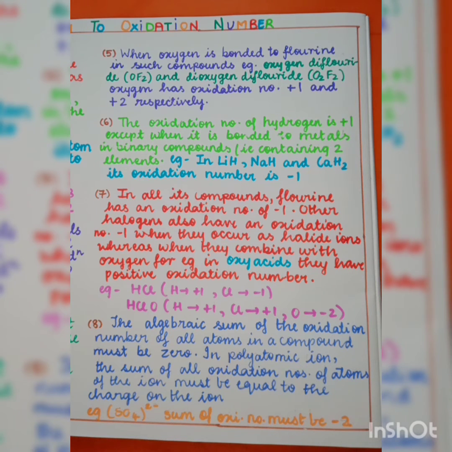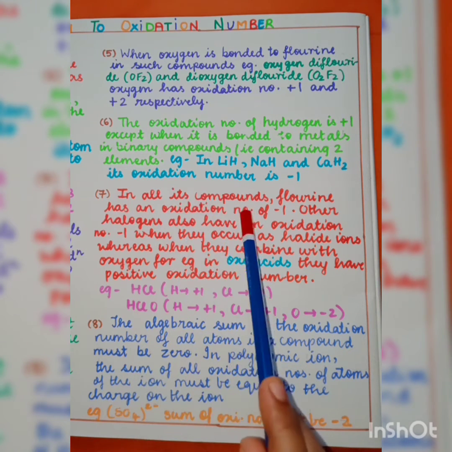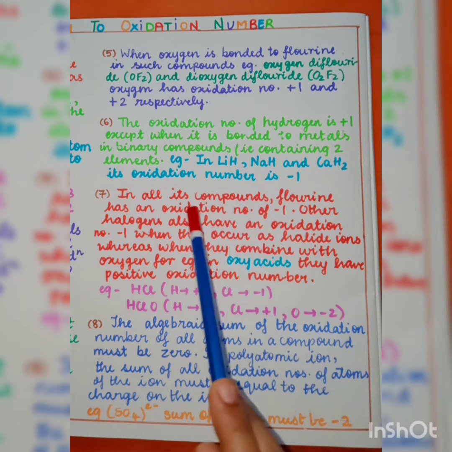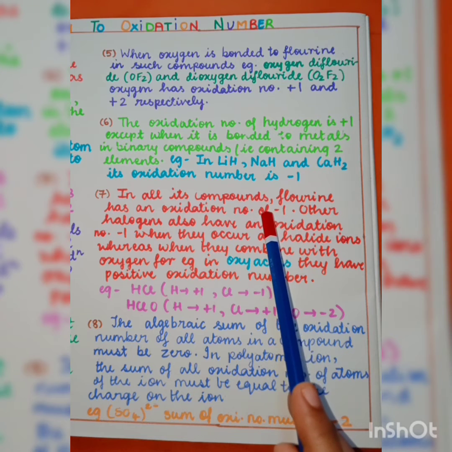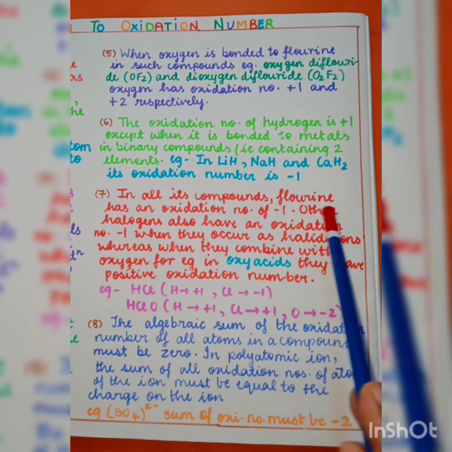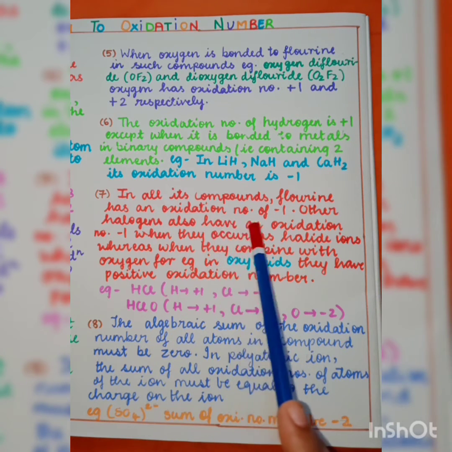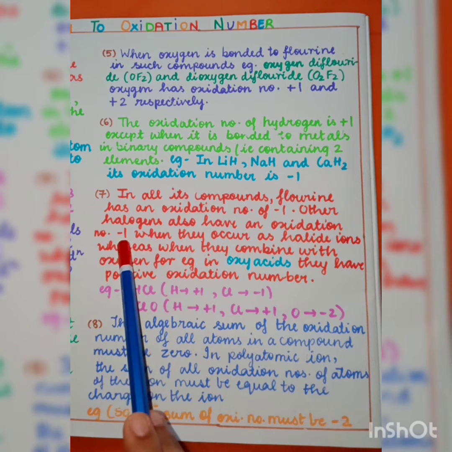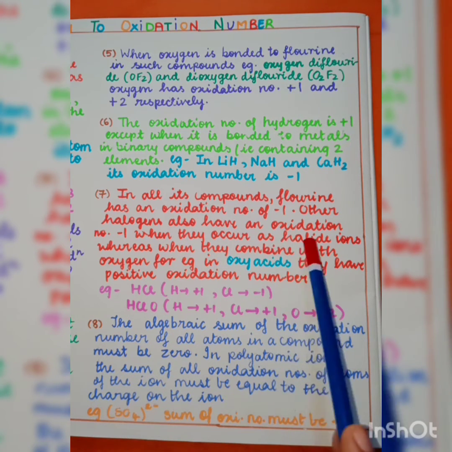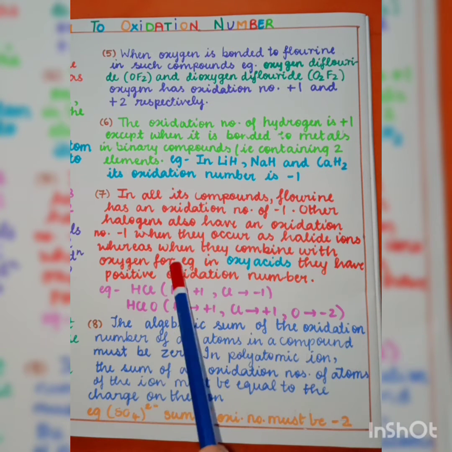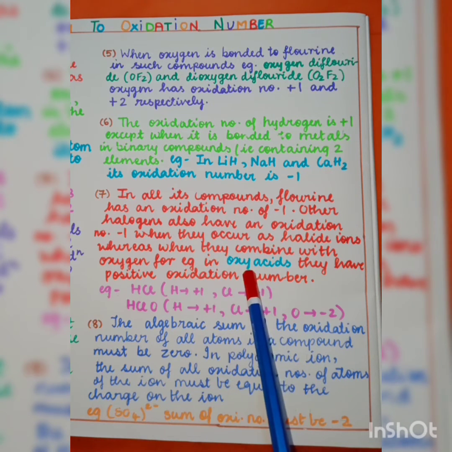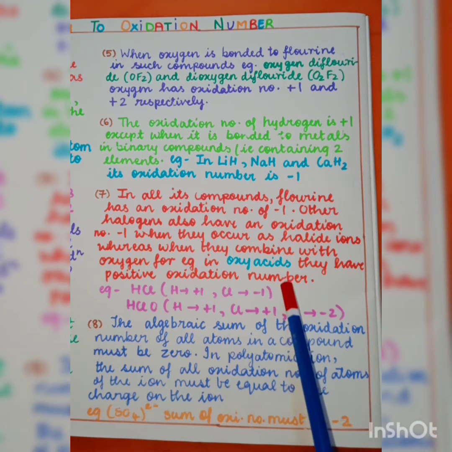And the rule is, in all its compounds, fluorine has an oxidation number of -1, which I have already told you while explaining rule number 5. Other halogens also have an oxidation number of -1 when they occur as halide ions, whereas when they combine with oxygen, for example in oxyacids, they have a positive oxidation number.